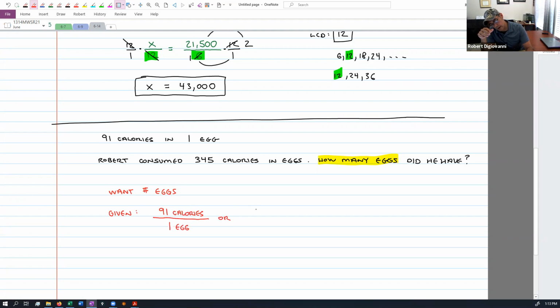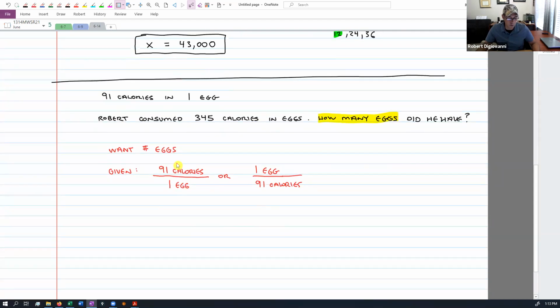Or you can look at it another way. One egg gives you 91 calories. Now, which one of these am I going to use? The one with calories on top or egg on top? Egg, right? I saw Bonnie say that. Egg, right? Because I'm looking for the number of eggs that I ate. And so the correct ratio to use will be the one that has eggs on it.